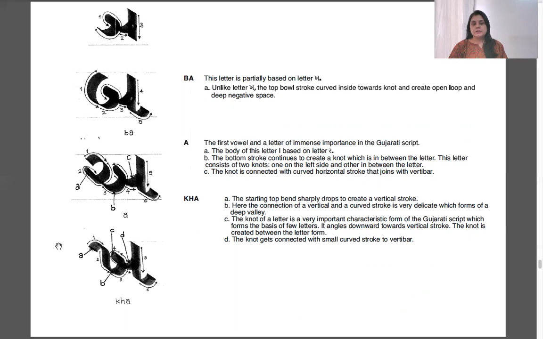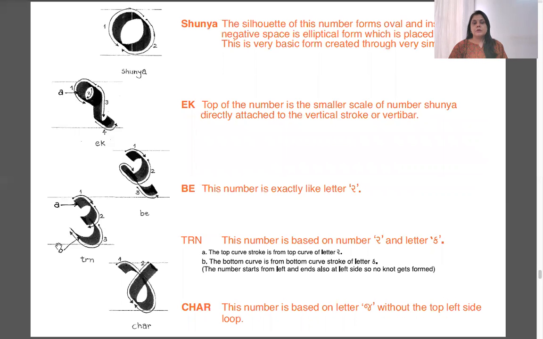Now these letters I have explained earlier. The common factor in these is that in between there are knots. Now we move forward to the numbers. The first one is Shunya. It's a very basic form created through a very simple stroke.